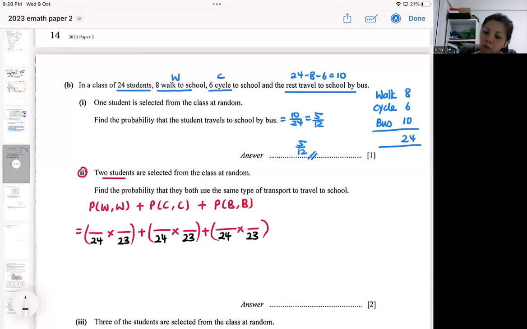Then how many actually walk to school? 8 walk to school. If you have chosen the first one out of the 8, then you are left with 7. For cycling, you have 6 of them to choose from, and after you've chosen the first one that cycles, you have 5 left. Same for bus. There are 10 to choose from. After you have chosen the first one, you are left with 9. So from here, I get the total probability. You can just punch the calculator.